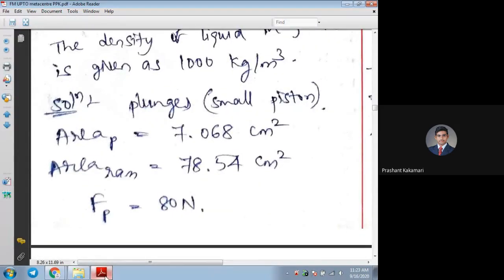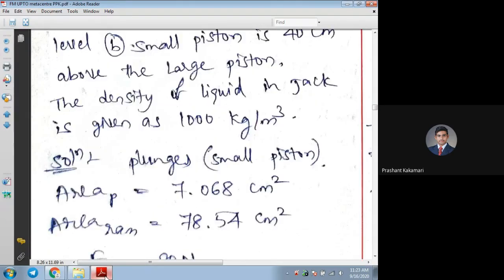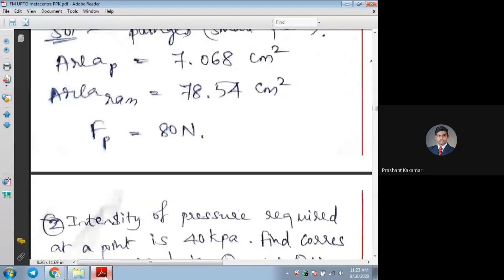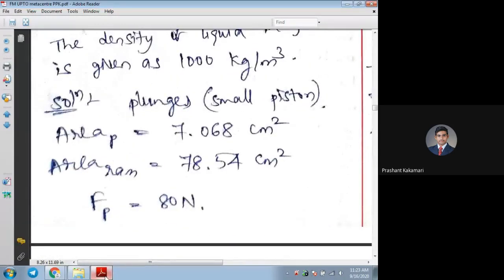So the area of the small piston is 7.068 cm². And for the ram, if I take π/4 d² for the larger piston, which has a 10 cm diameter, that area is 78.54 cm². So you can find out the areas. And the force applied on the smaller piston is 80 newtons.